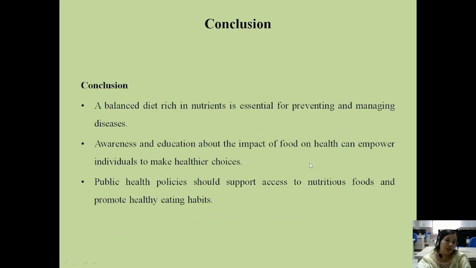Conclusion: a balanced diet rich in nutrients is essential for preventing and managing disease. Awareness and education about the impact of food on health can empower individuals to make healthier choices. Public health policies should support access to nutritious foods and promote healthy eating habits. So this is the conclusion.